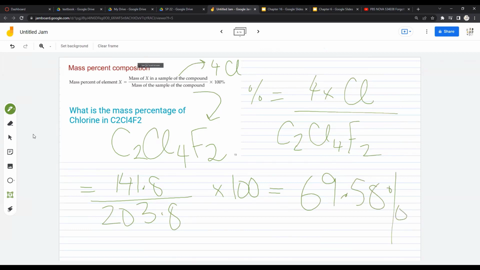One of the relationships you used over here is that there are 4 moles of chlorine in this compound. So when it's asking you specifically about chlorine, that is one of the relationships you've used.